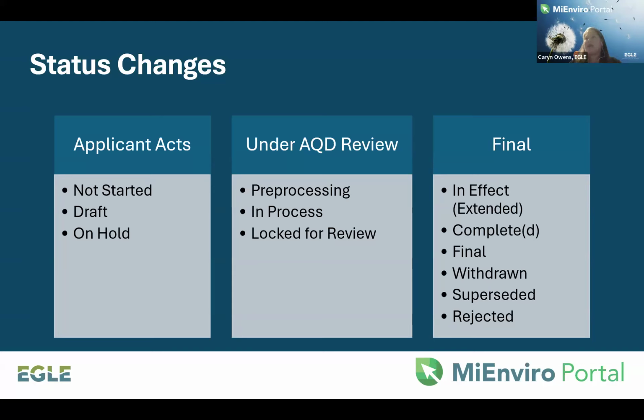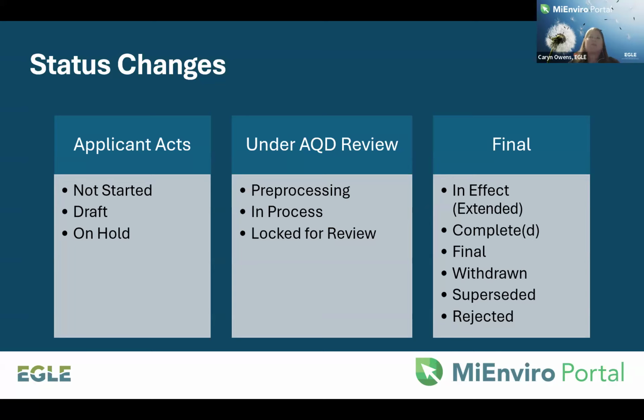And then the final submission statuses: if you see it in any of these statuses, you will not be able to make changes to that record. So if it's in effect, that just means that it's active. This is an issued active permit. You also might see the word extended instead of in effect. Extended is your active ROP.